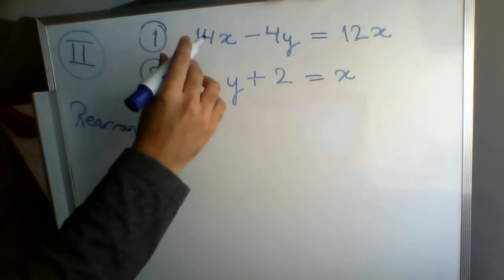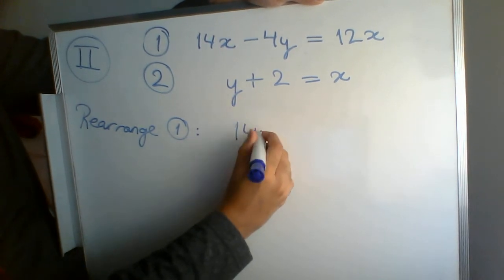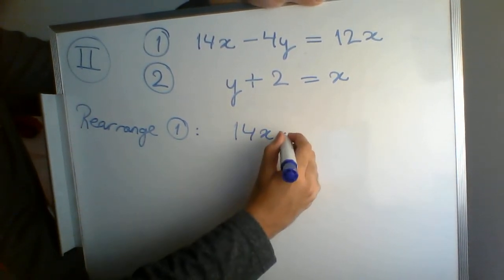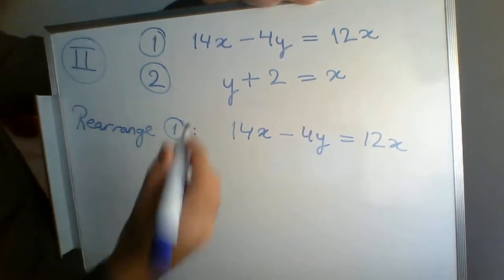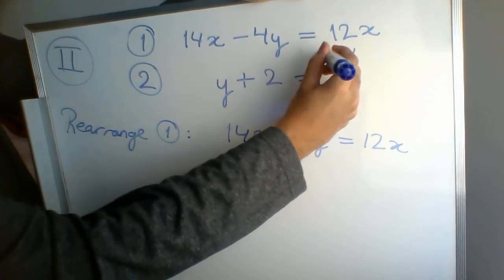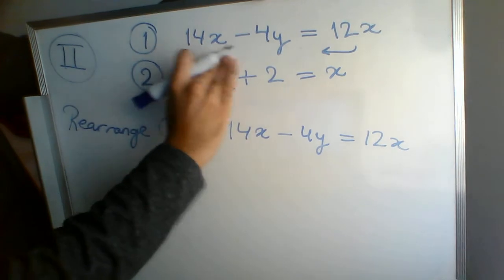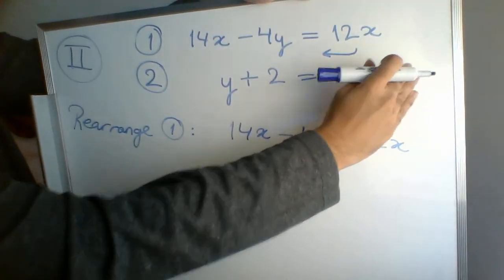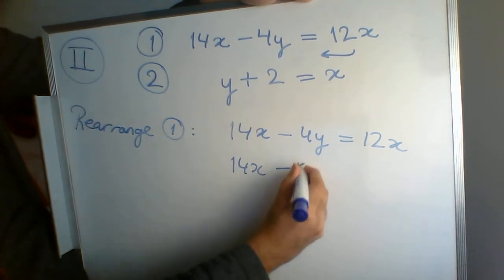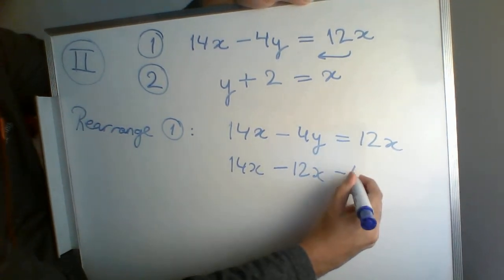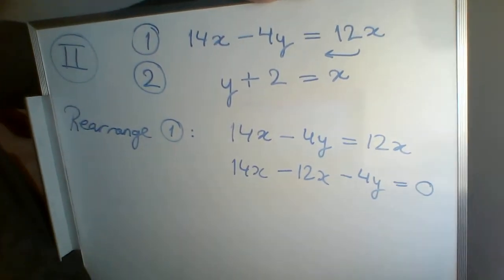So let's go ahead and do that. If we wanted to get all the x's on one side, let me just rewrite what we started with. So we've got 14x minus 4y is equal to 12x. Now I could bring the 12x over here by subtracting 12x from both sides, right? I'll subtract 12x from here, and I'll subtract 12x from there, which will leave me with 0. So then what I end up with is 14x minus 12x minus the 4y that we originally had, equals 0.